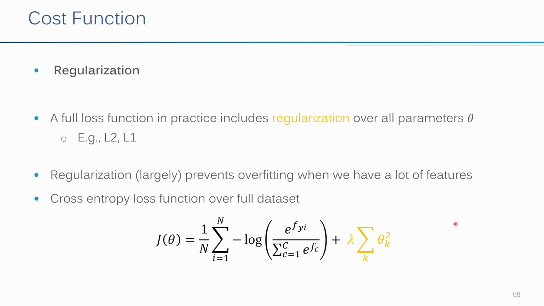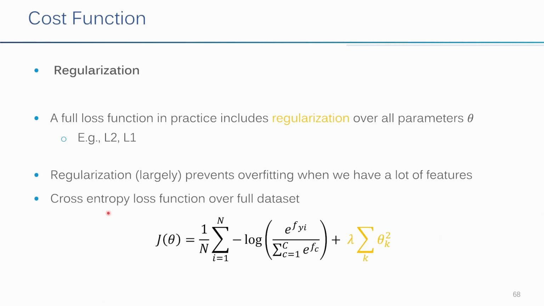Another aspect that we want to include right here is regularization. So a full loss function in practice has an extra term which we call regularization right here. And this happens over all the parameters theta that we are trying to optimize. The reason we do this is that it will help us prevent some overfitting when we have a lot of features. This is particularly important when we start to have a large number of features, and you see that some models have a couple of billion and trillion parameters. In that case, regularization has a different meaning, but we'll get there.